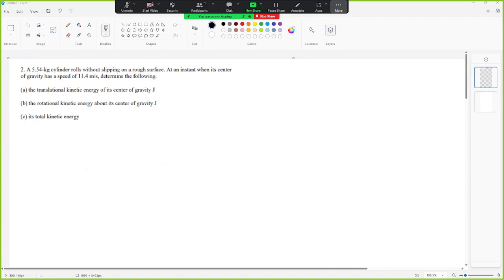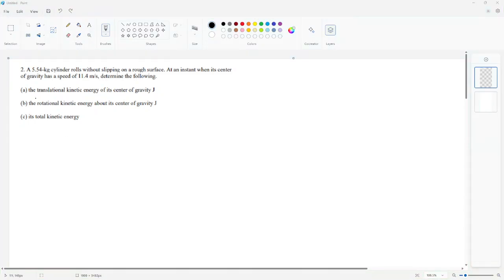All right, question number 2 asks, a 5.54 kilogram cylinder rolls without slipping on a rough surface at an instant when its center of gravity has a speed of 11.4 meters per second. Determine the following: a, translational kinetic energy of its center, and we'll stop there. We'll just go ahead and address this part. So, we recall the formula for translational kinetic energy.